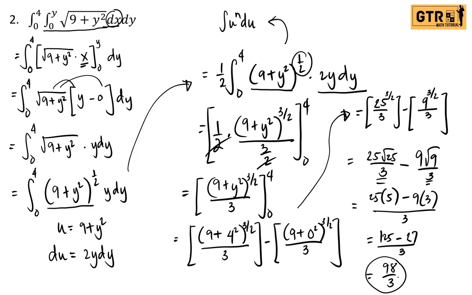Or you can convert this into a mixed number if you want. So 98 divided by 3, that is 32 and 2/3. Okay? If you want to convert to a mixed number.